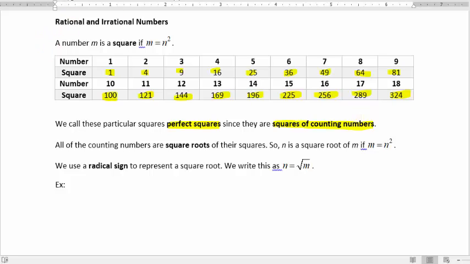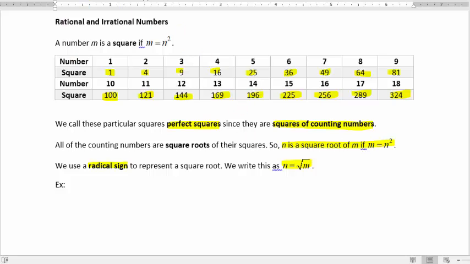What ends up happening is all of these counting numbers are square roots of their squares. So what is a square root? n is a square root of m if m equals n squared. And how do we represent a square root? We use what's called a radical sign. So that statement, n is a square root of m, would be written n equals radical m.